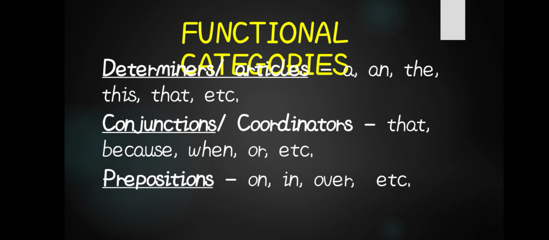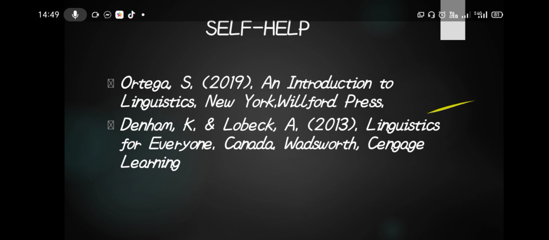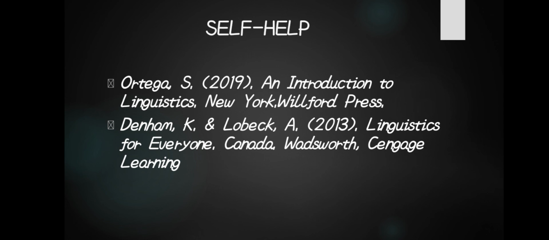So, example sa determiners and kanan sila. Conjunctions, that, because, or, for, tong fanboys. Preposition, on, in, over. So, ana lang siya. Under, about, kanan sila. Inside, in. Okay, that ends our discussion. Questions, clarifications.